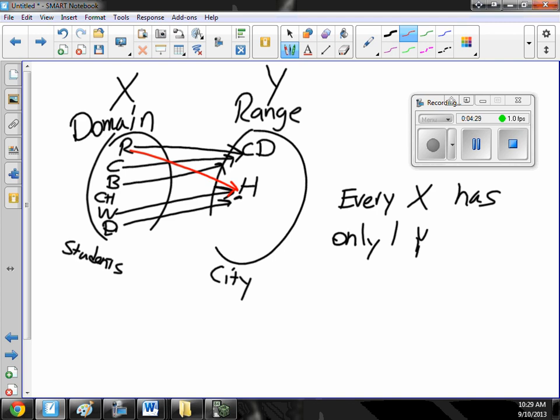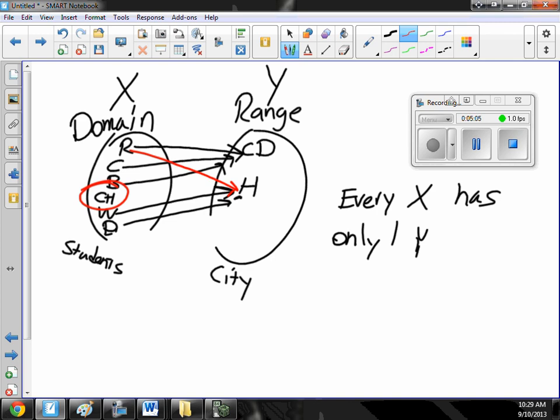Now, you might have a y with lots of x's. If everybody in this room lived in Orangeville, that would still be a function. You'd have a list of all the students, and then you'd have the city Orangeville, and you'd have all these lines from the students to Orangeville. Okay? Now, what about Cheyenne? Cheyenne doesn't have an arrow. And we said that the range is cities only. So how do we attach Cheyenne to a non-city? We can't.